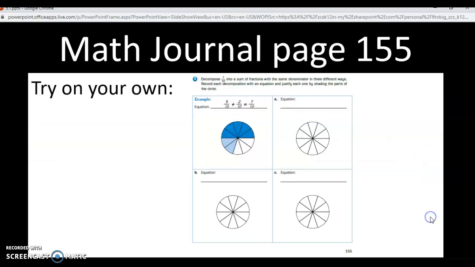And then when you're done with that, you're going to try on your own to record 3 separate ways to decompose 7/10 into a sum of fractions. Of course, they all have to have the same denominator, right? So they did the example as 5/10 plus 2/10. Your job is to find 3 additional ways to break down or decompose that number 7, okay? And write them as fractions. That's it today, guys. That's all you're going to have to do.